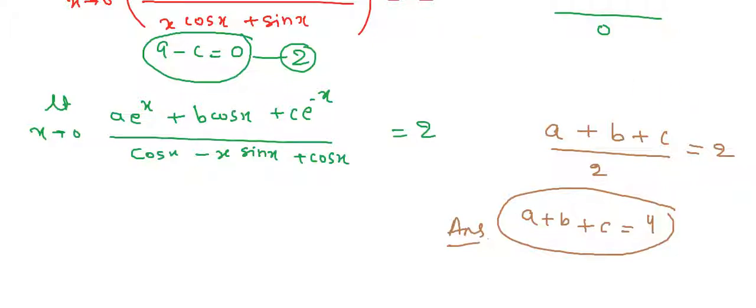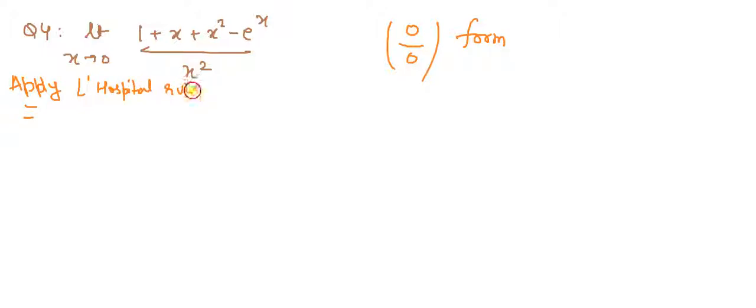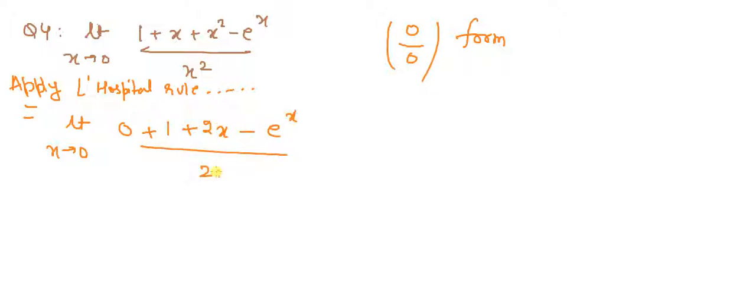Let's see another set of problems. So let's solve this. Limit x to the power x, x tends to 0, and you've got a question. The first step says that you need to put x tends to 0 in the whole function. Then you'll get this form here. So to solve these types of problems, you'll have to apply L'Hospital's rule. So let's apply L'Hospital's rule here, and you will see that the value comes out to be 0 plus 1 plus 2x minus e to the power x, whole divided by 2x.